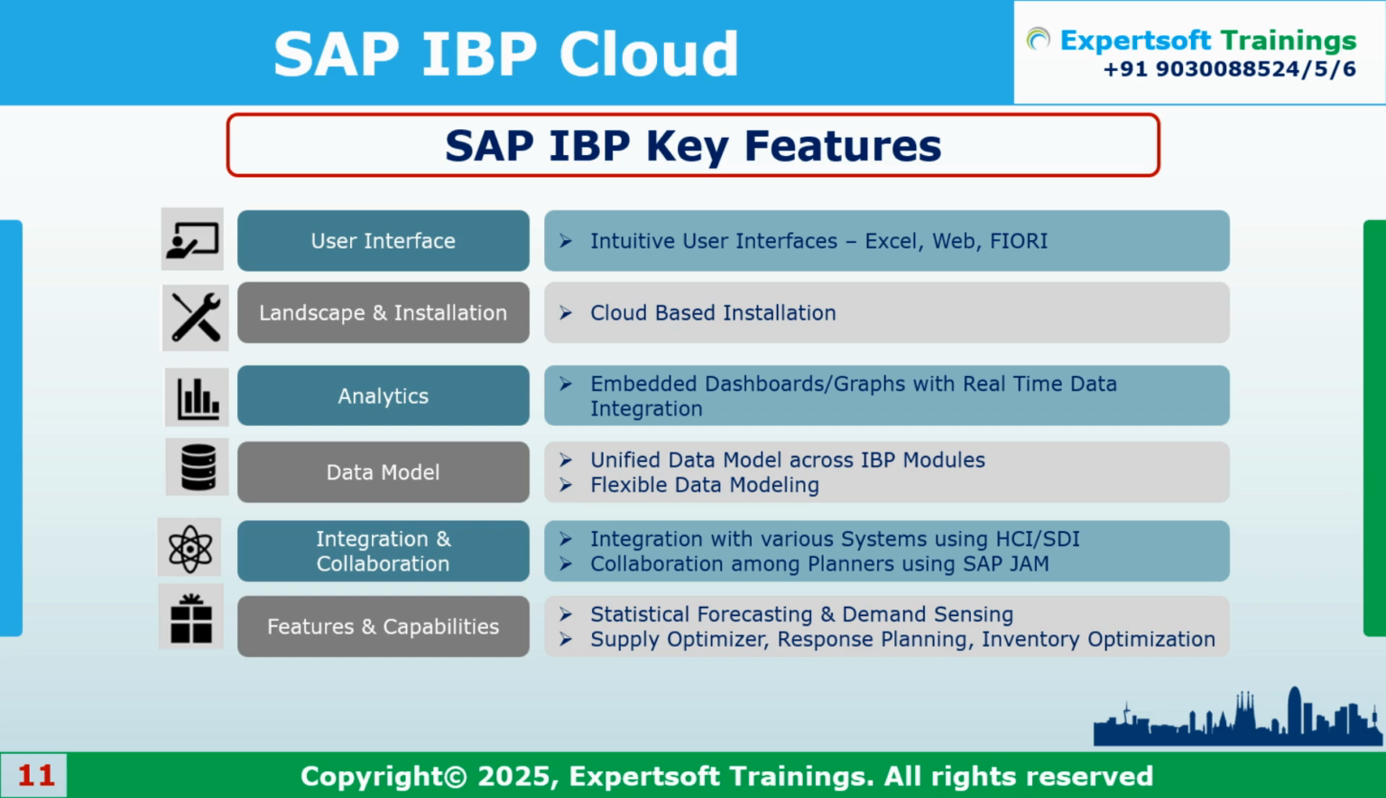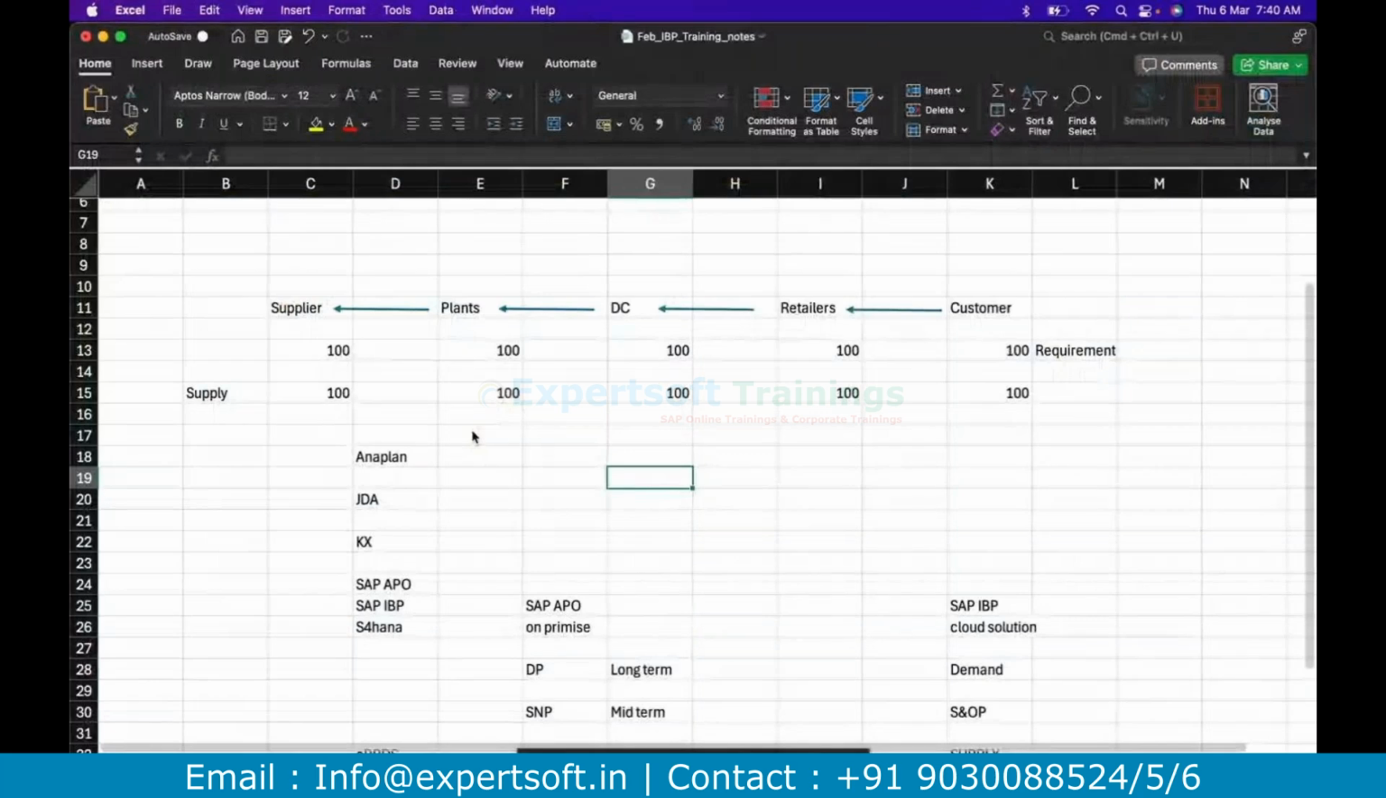Integration we discussed. We have the CPI and RTI through which you will get the data into IBP. And the features and everything we discussed. So this is at the high level, what IBP stands for. With this, the demo part is completed. So now, if you have any queries, we can discuss.